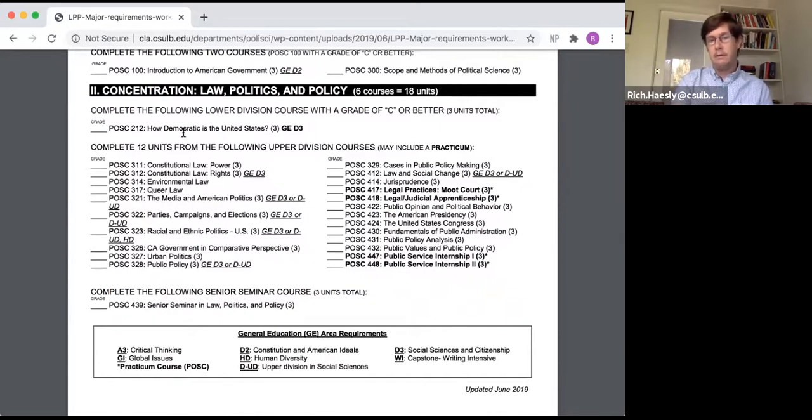Here in the Department of Political Science here at Cal State Long Beach, we call that Poli-Sci 212, How Democratic is the United States. You may have taken an Issues in American Government class, or an American Civil Rights course, or something in American media, or something like that, that may fulfill this requirement.